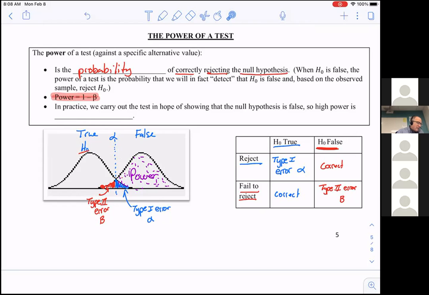Okay. In practice, we carry out the test in hope of showing that the null hypothesis is false, so high power is important.